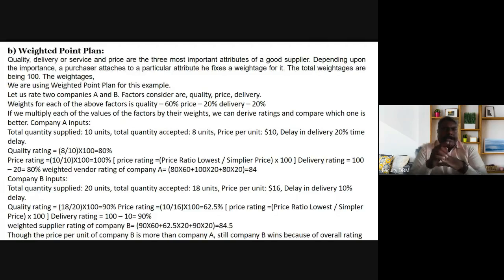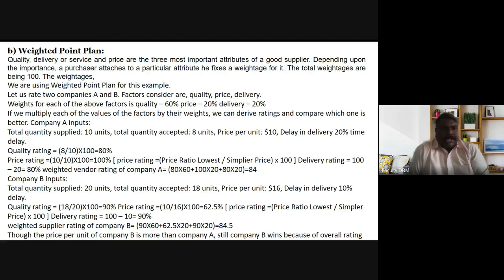If we multiply each of the values of the factors by their weights, we derive ratings and compare which one is better. Company A inputs, you can see: total quantity supplied is 10 units, total quantity accepted is 8 units. So 2 units did not get accepted. Price per unit is $10, delay in delivery 20% time delay.